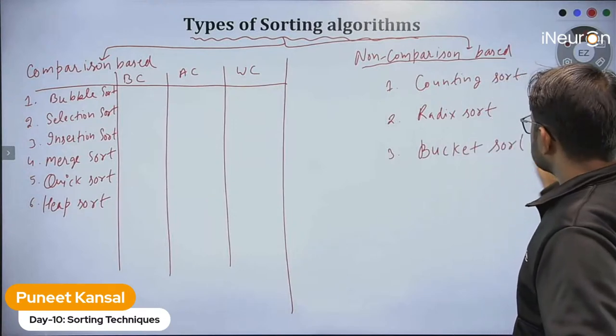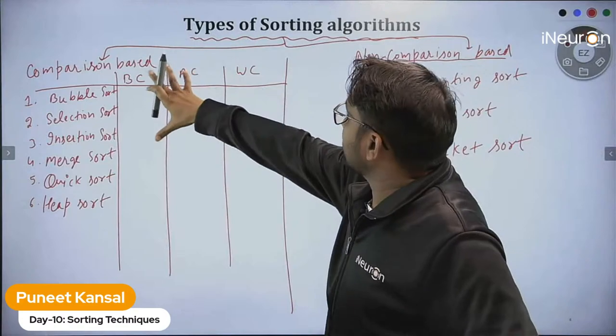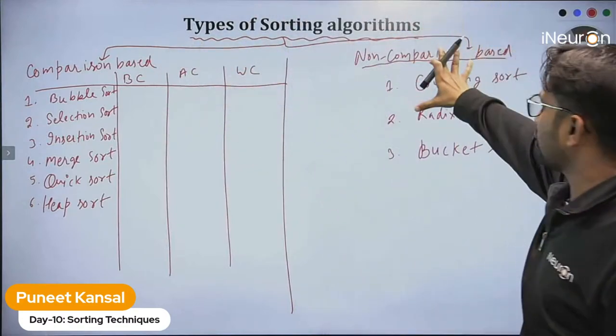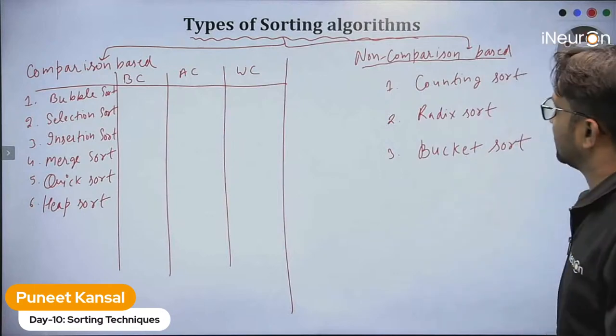Bucket sort. So these are the different sorting algorithms. I have categorized them in two categories: comparison based and non-comparison based. So these are comparison based, these are non-comparison based.